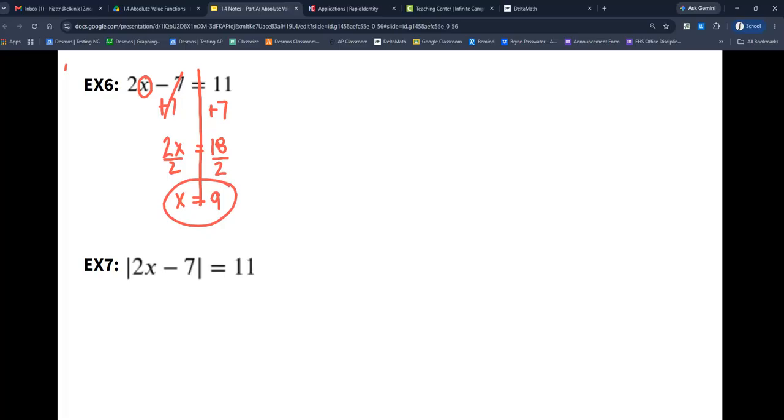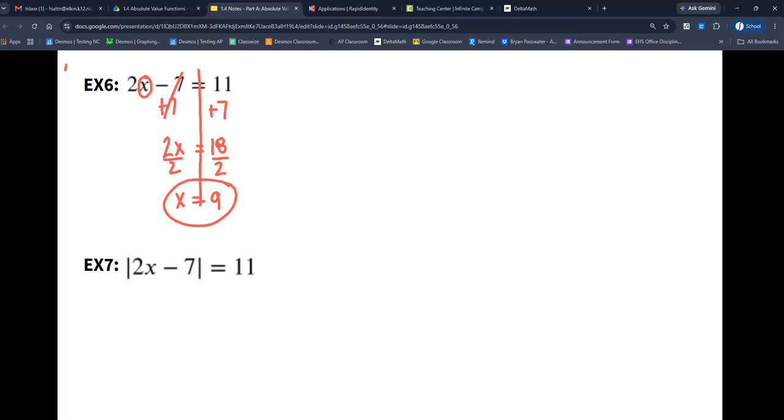Now, for this, I've got 2 numbers that will make it work, right? I can get 11 inside of these bars, right? What else could I have? Whatever this 2x minus 7 is, I need what's inside to equal 11. There's another number it could equal, and I'll still get 11.